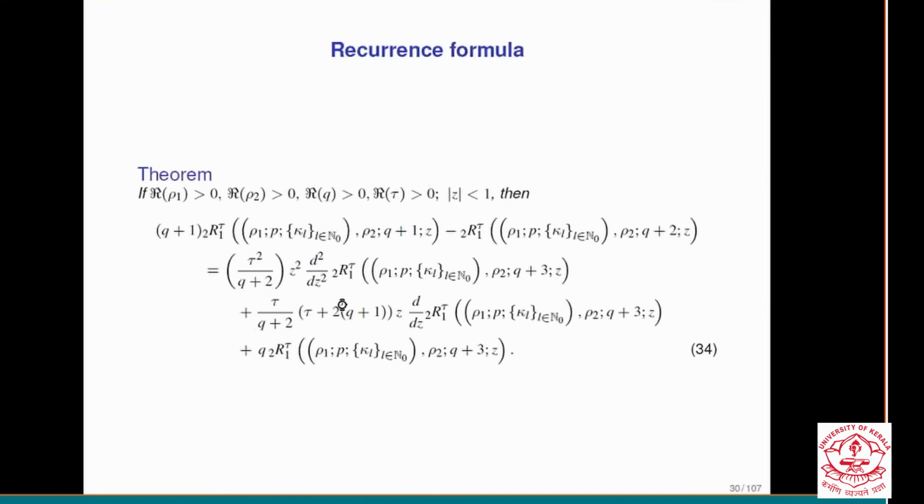And we give some different relation of this function. So this function is defined like this: real rho 1 greater than 0, rho 2 greater than 0, real q greater than 0, and real tau greater than 0, mod of z less than 1. Then this is given by this, so that is equal to, as equation number 34. Clear? So this is one theorem and one recurrent relation of this hypergeometric function.